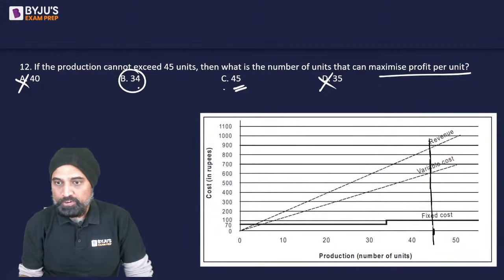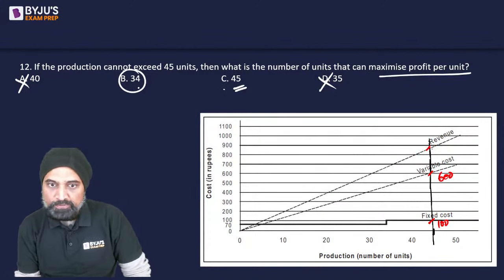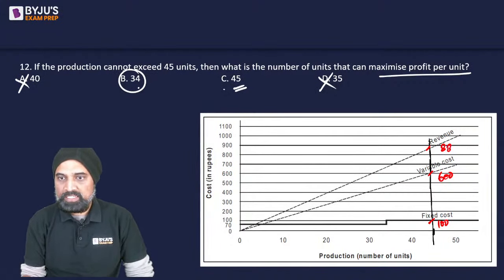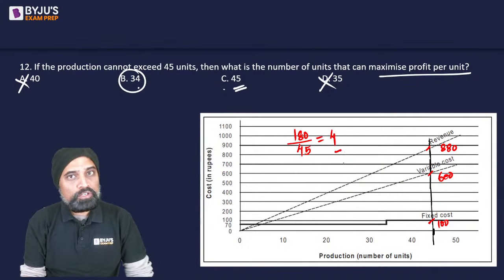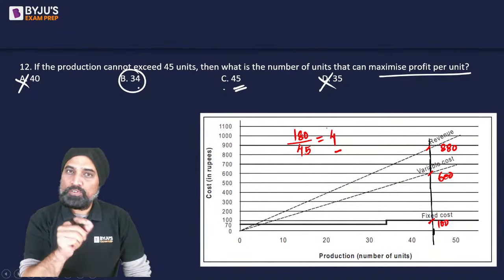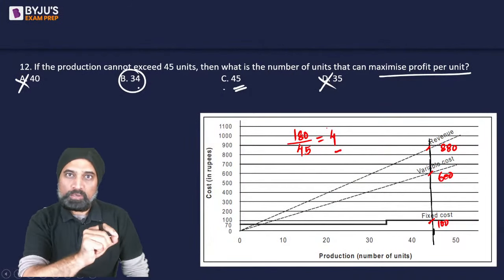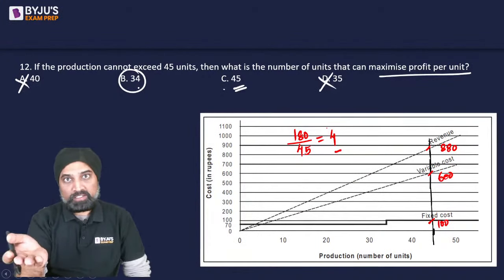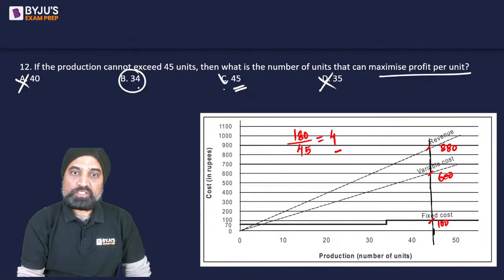So if I look at 45, the fixed cost is 100. The variable cost is 600 and the revenue is very close to 900. So I will take this as 880. So this is going to be a total profit of 180 out of 45, which is exactly 4. And at 34, it was a little less than 4, remember? It was a little less than 4. Instead of 136, we had 130. So this is 4. This is definitely larger than 34. So C becomes the answer.